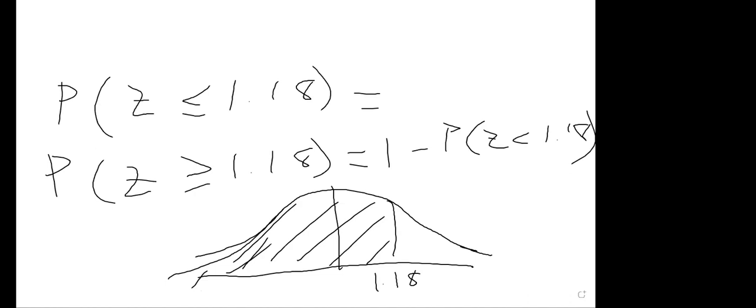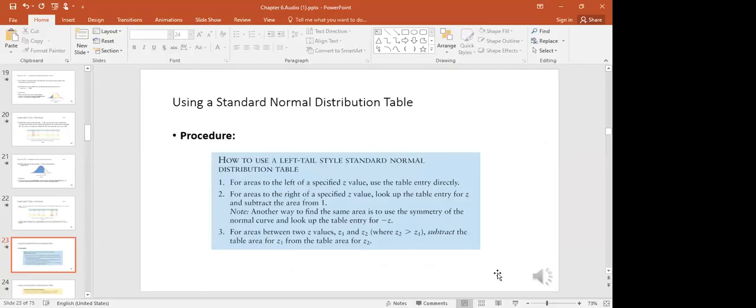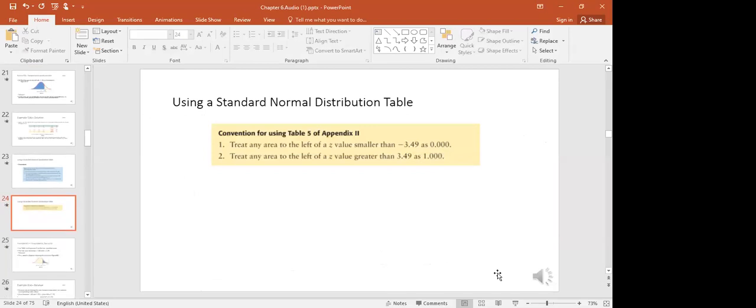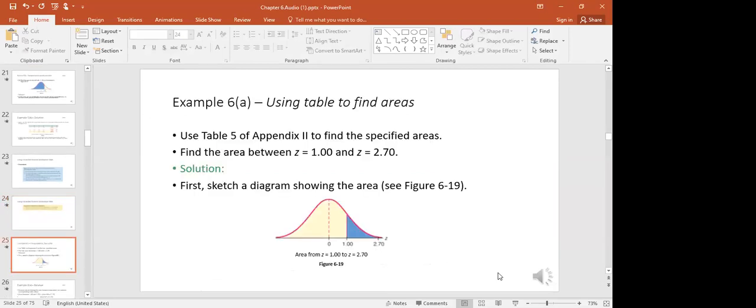Let's go back to the PowerPoint. We are going to be using the calculator more and more. For those without a calculator, I expect all of you to have a calculator, without which it will be very difficult for you to do so much of the work.